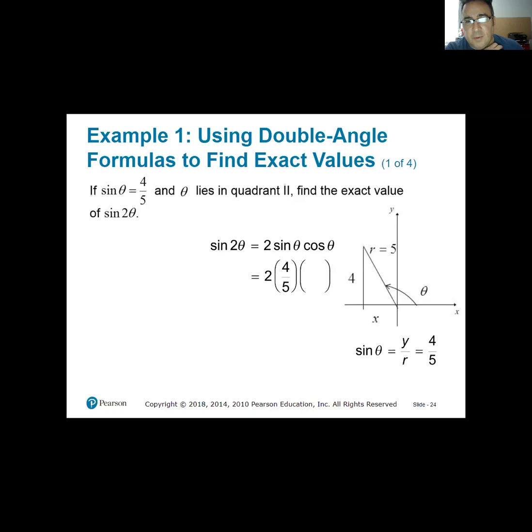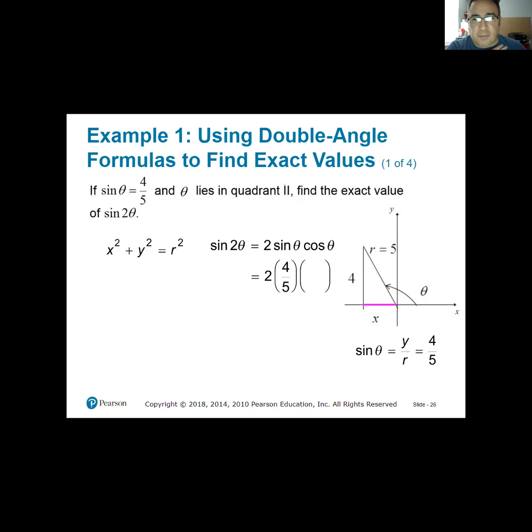But what are we missing? We got y, we got r, so we need to find what? X. We need to find x, right? So in order for us to find cosine of theta, we need to find x first. Good job, Talia. Okay? And what am I going to do to find x? Pythagorean theorem. Very good.